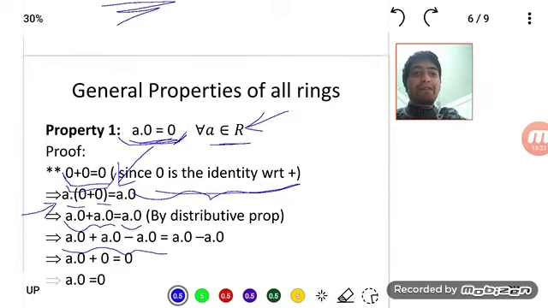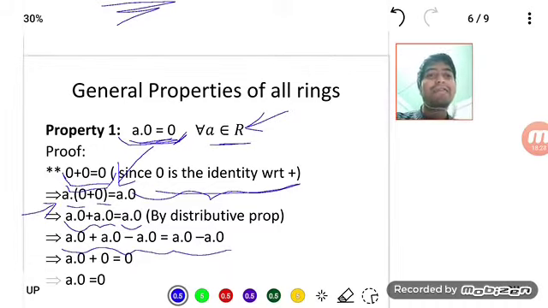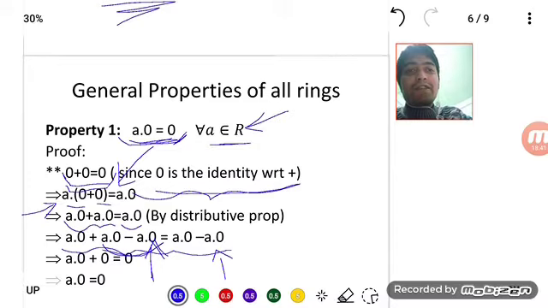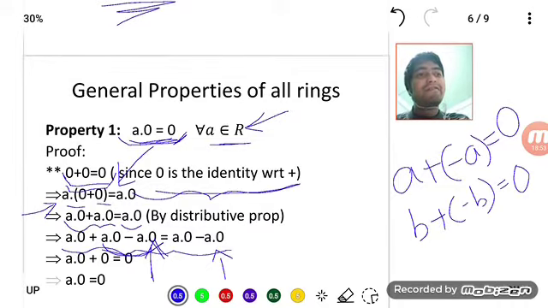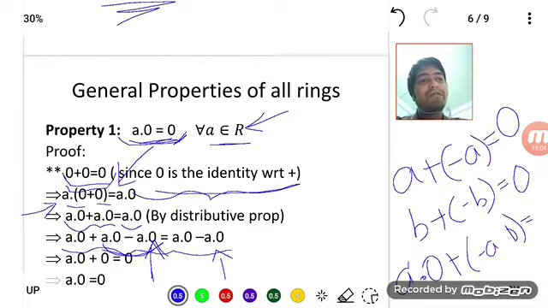So this is what we are doing. We are subtracting a dot 0, that is, adding the additive inverse of a dot 0 to both sides. Then we will have this. Combine this one and this one, and you will have 0. Because if minus a is the additive inverse of a, you combine it with a and you will have 0. Similarly, if minus b is the additive inverse of b, then you will have 0. Similarly for a dot 0, a dot 0 plus minus a dot 0 will give you 0. So you will have this, right?